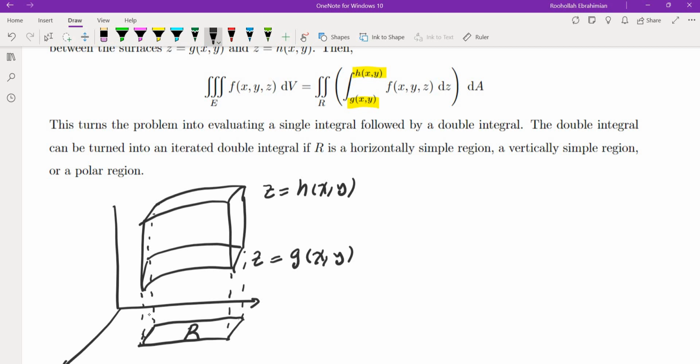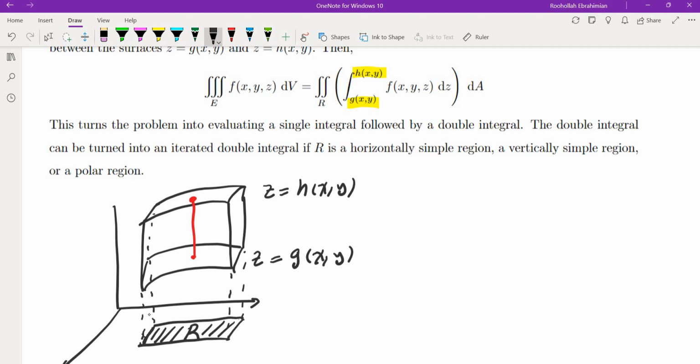How do we evaluate this triple integral? What we do is we go from bottom to top. That gives us the limits of z. So z is from g(x, y) to h(x, y). We integrate with respect to z, and then we integrate over the projection onto the xy plane.